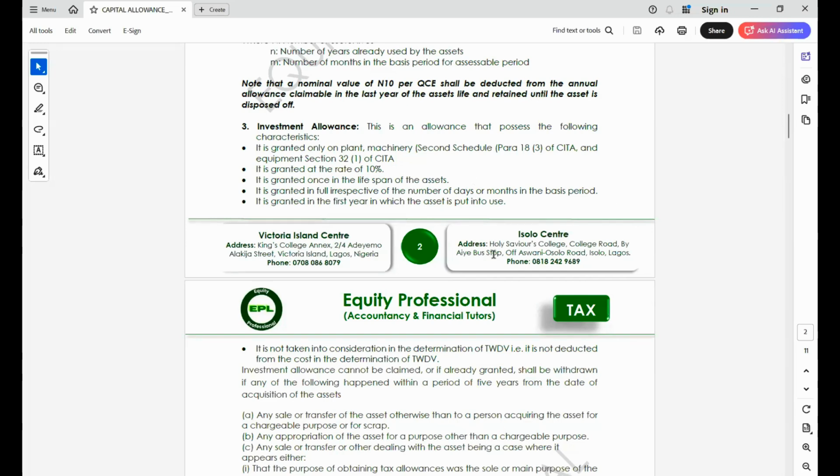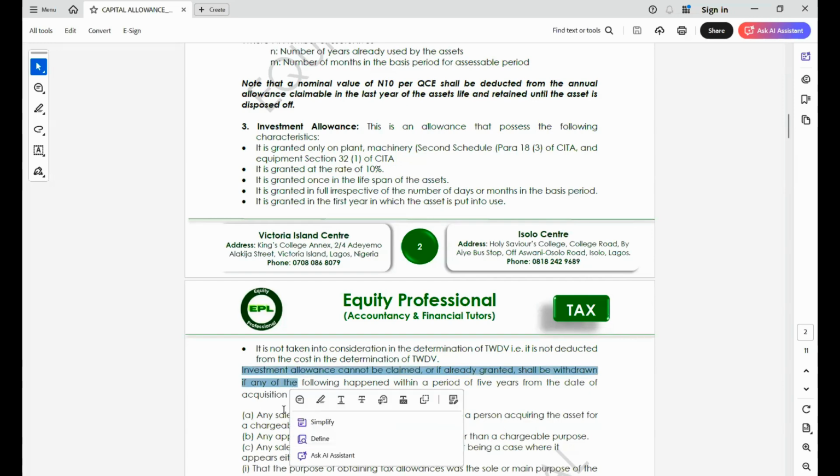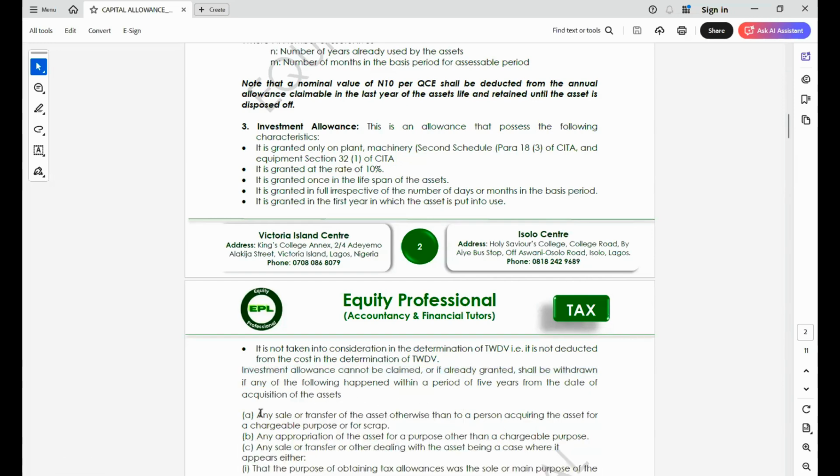Where any of the following conditions occur within a period of 5 years from the date of acquisition, the investment allowance may be withdrawn by the tax authority. So what are those conditions? Where there is any sale or transfer of the asset, so where you sell the asset within 5 years of acquiring it and benefiting from the investment allowance, that allowance will be withdrawn by the relevant tax authority.